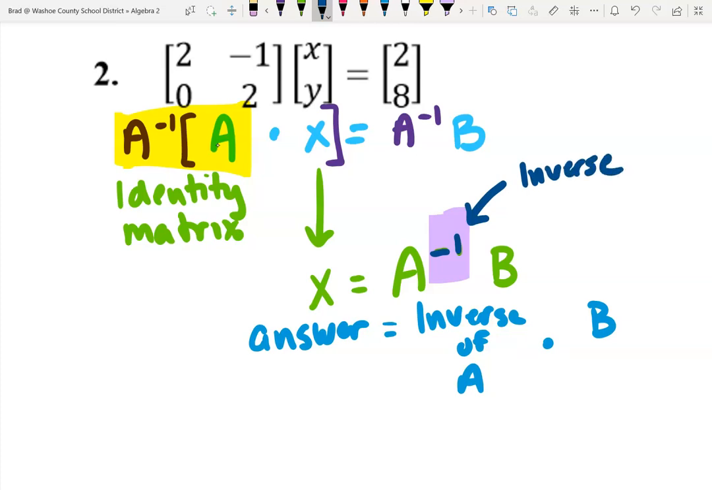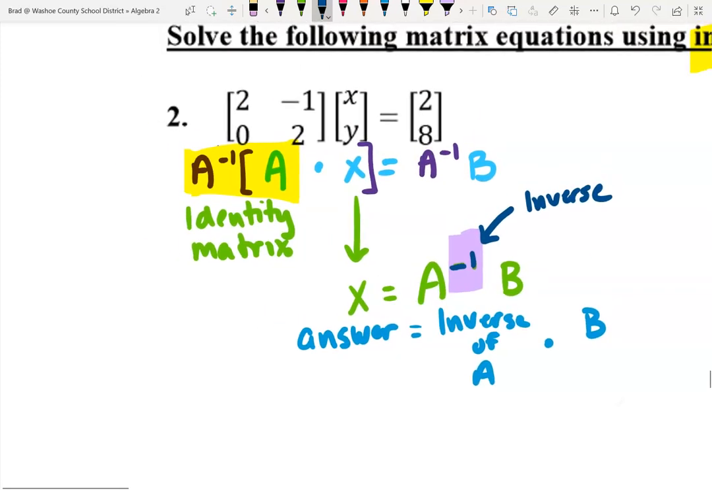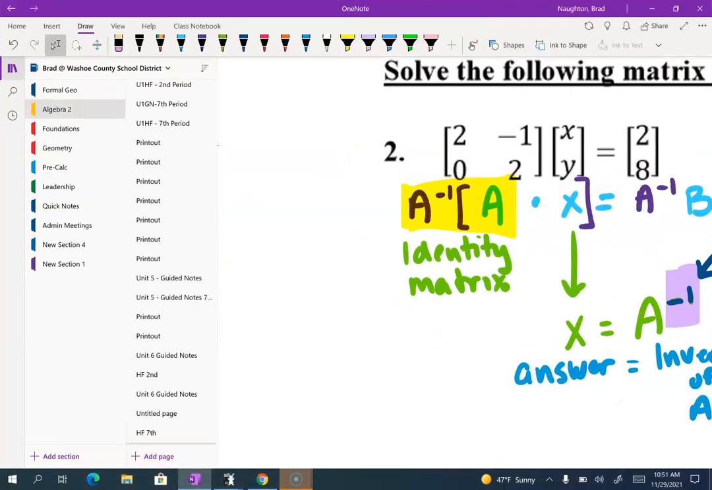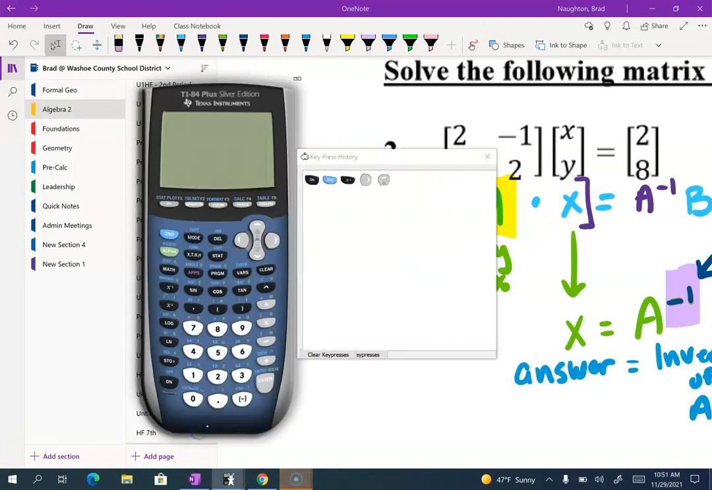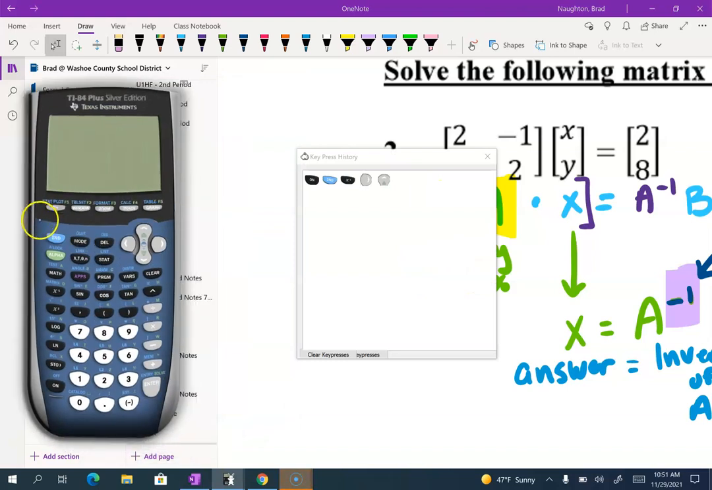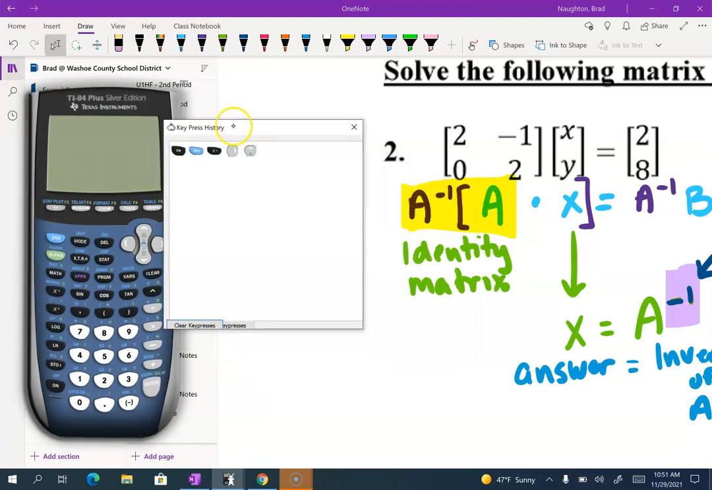So if that is our inverse, all we have to do is tell the calculator to do that. So I'm going to go ahead and switch out of this mode and put up my calculator here. And I'm going to move this over to the side so we can still see everything. Turn my calculator on. So if we were to do this by hand, we would turn the calculator on and we would have this, okay?